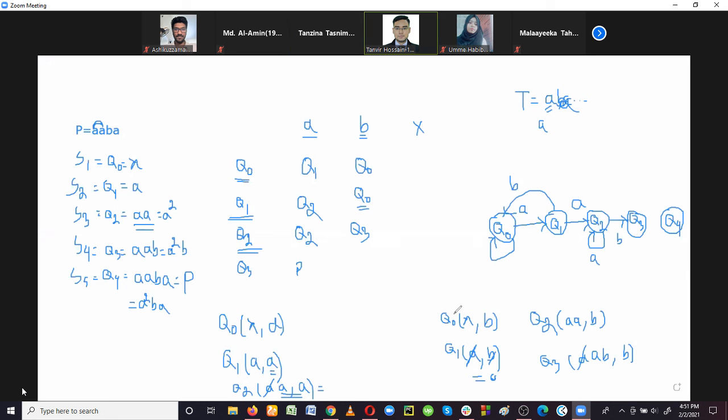ABB is not possible. So after eliminating the next character, BB, then again B, now it's empty. That means when Q3 will receive B, it will go backward to which state? Q0. And if it receives A, then now it will move forward to the pattern, that is Q4.